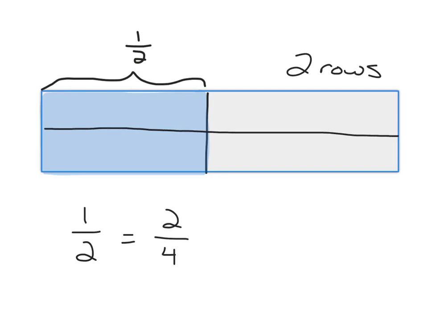Okay, I'll point them out. We've got 1 row and a second row, 2 rows. Now take a look at how many equal parts I have. If I count, I have 1, 2, 3, 4 equal parts. So I change this to my new denominator, 4, and the same region has 2 out of 4 shaded. So 1/2 is equal to 2/4.